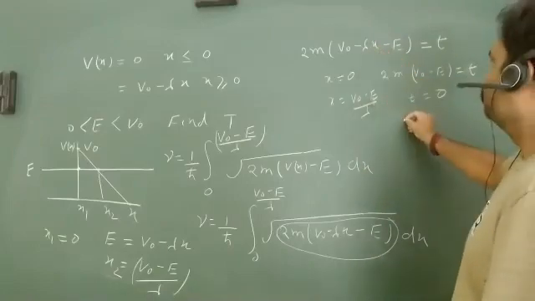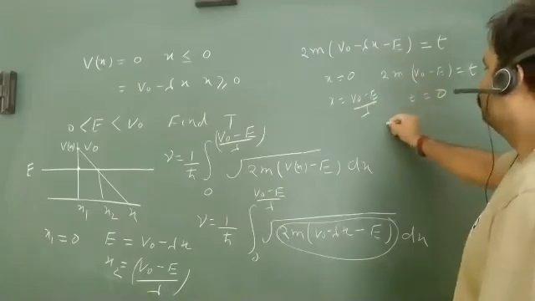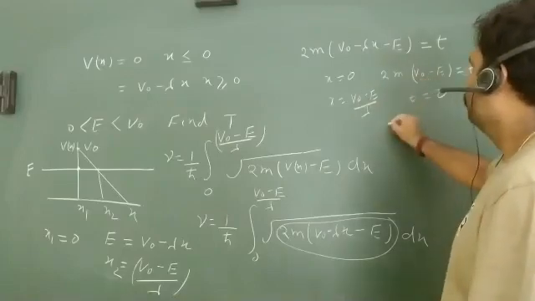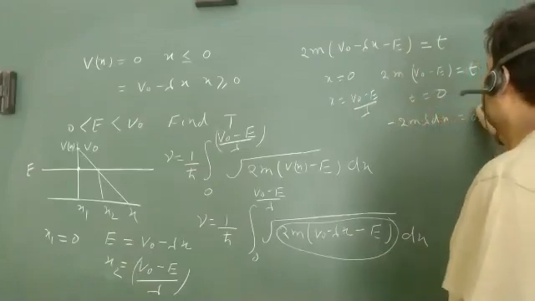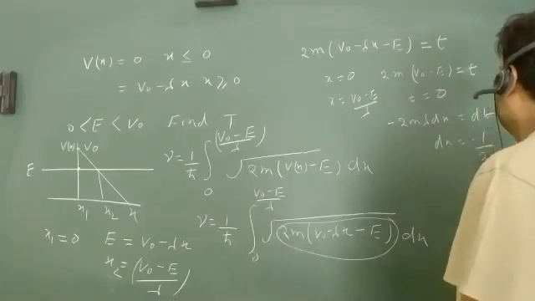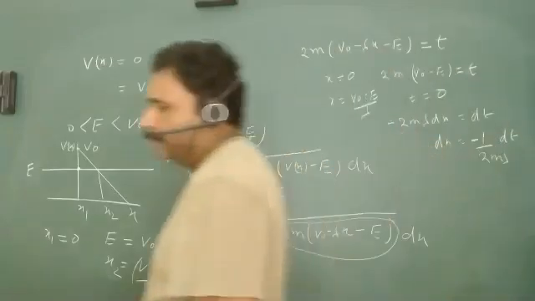What is the value of dx? So you have to calculate the value of dx. dx is equal to minus lambda dx. You can write something like minus 2m lambda dx is equal to dt. So dx is equal to minus 1 upon 2m lambda dt. Now we can just go for this integration.